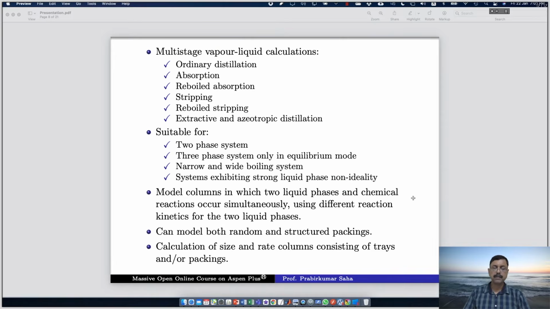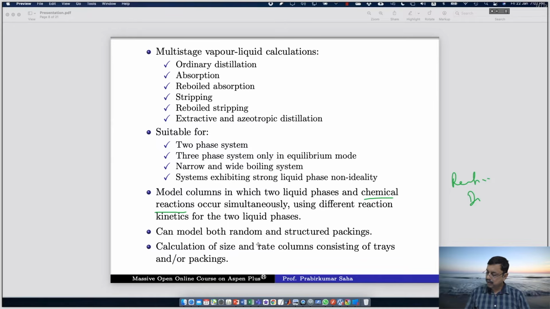In the multi-stage vapor liquid calculations, it can do for reboiled absorption and reboiled stripping as well, in addition to ordinary distillation, absorption, stripping. It is suitable for two-phase system, three-phase system only in equilibrium mode. It's suitable for narrow and wide boiling system. It can model columns in which two liquid phases and chemical reactions occur simultaneously using different reaction kinetics for two liquid phases. And you know that chemical reactions can occur in distillation, that is called reactive distillation.